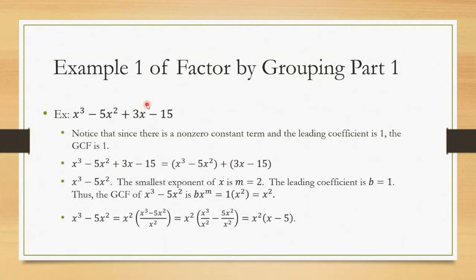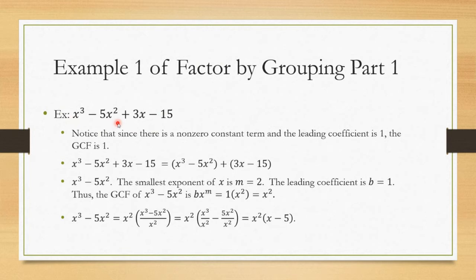So again, it's in the notes, so I did email this to everyone. But let's say we want to factor this. There are 4 terms here. And if there are 4 terms, you really want to try factor by grouping. Okay, so first, let's get the GCF out of the entire polynomial.